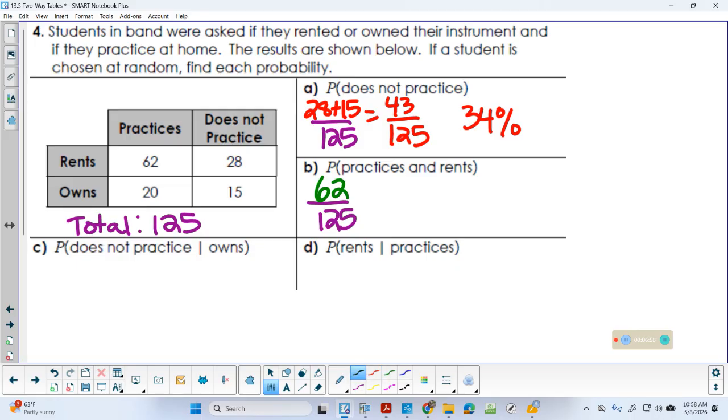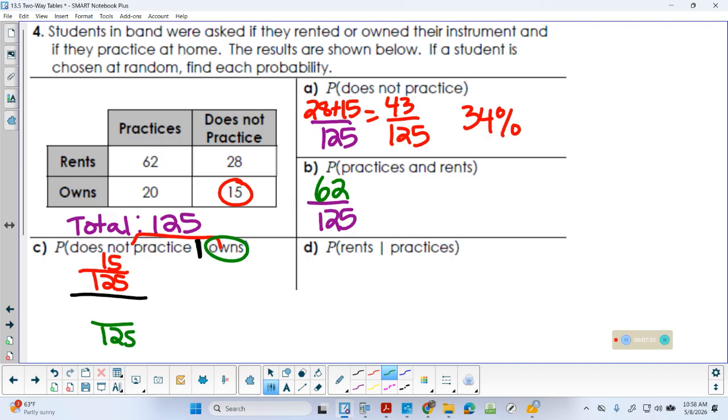Okay, let's look at this. Notice I didn't right away fill in the totals on these, because as soon as I see this, conditional probability. That's what we did yesterday. So I'm like, okay, that means I'm going to have two fractions. I know both fractions will be over 125, but this is now yesterday's throwback mixed in here. So we've got to read closely. First I need you to tell me how many do not practice and own. Don't practice and own. 15.